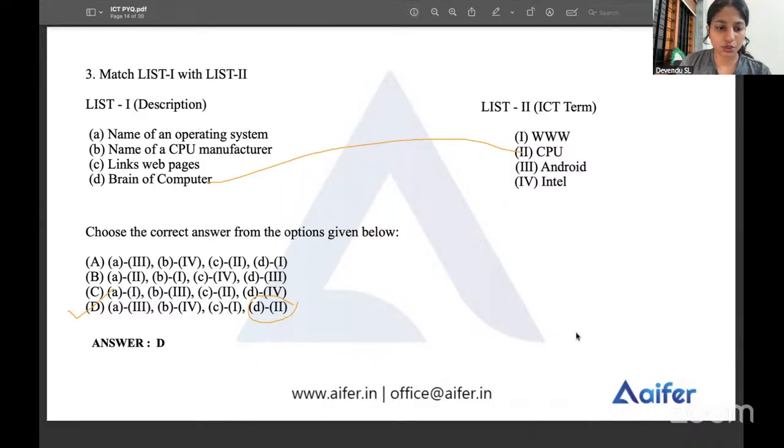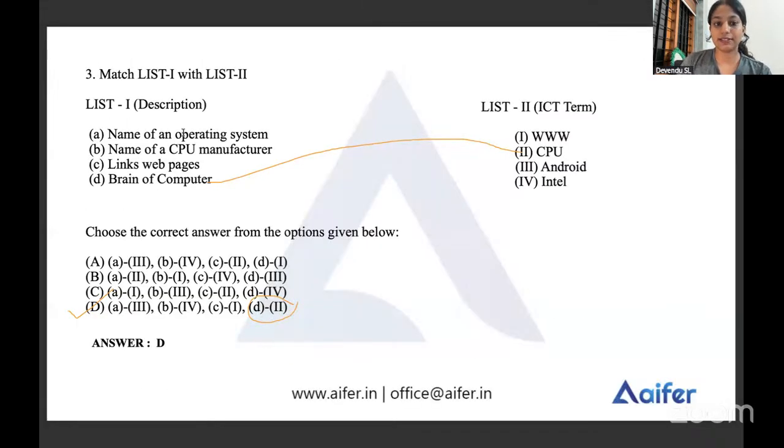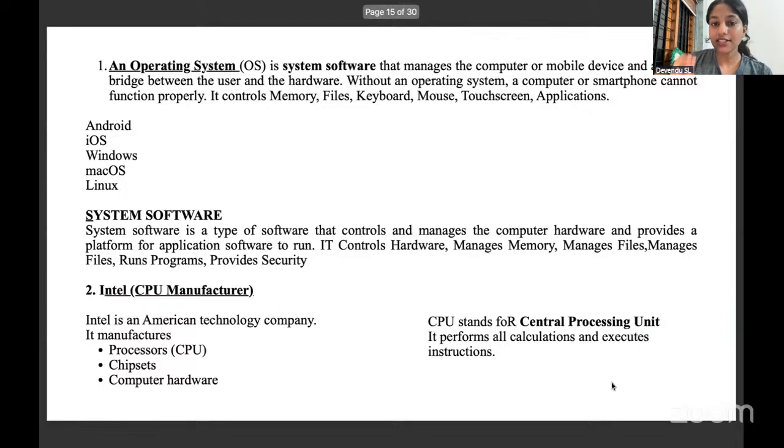So we can look at all the other descriptions and other options. So we have operating system, right? What is an operating system? An operating system is a system software that manages the computer or mobile devices and acts as a bridge between user and hardware.